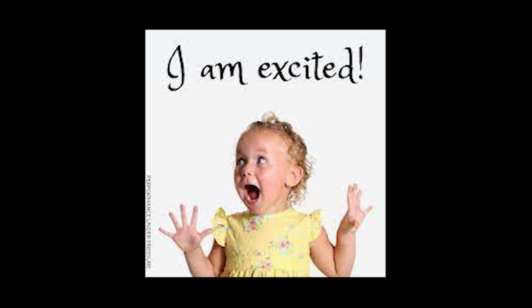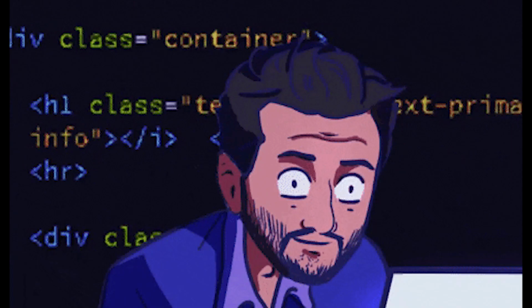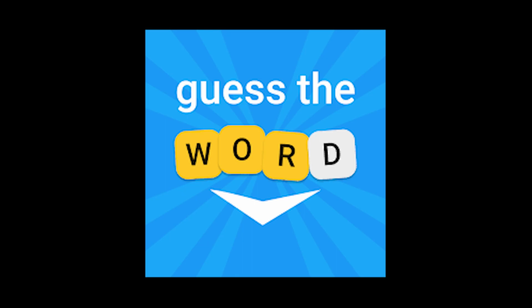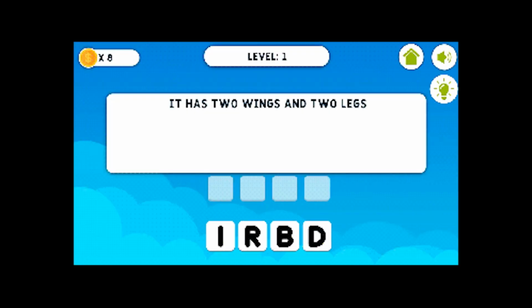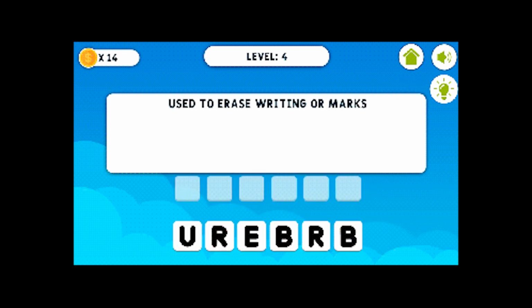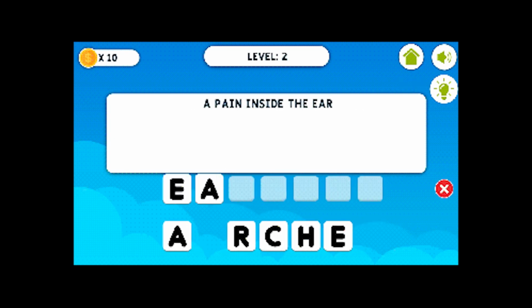So today I'm so excited. I have a React challenge that will help you test your React skills or improve them. So in this challenge, you're going to build a word guessing game using React.js. So our game is going to have to involve the following functionalities: generate a random word, set a time limit, accept user input.